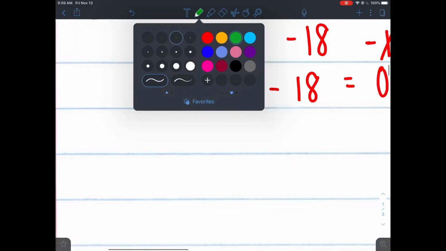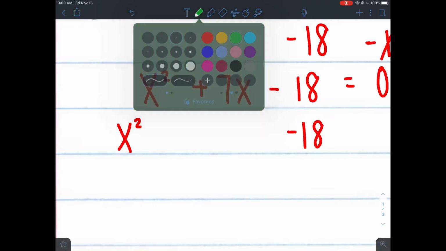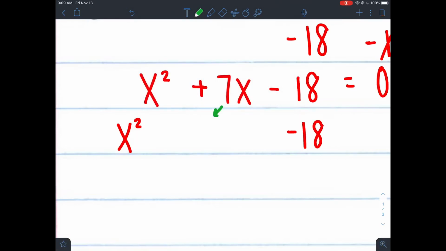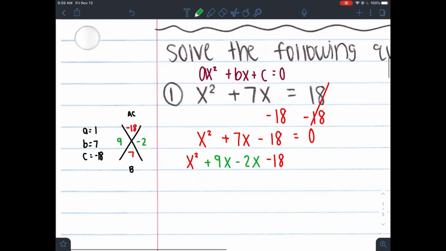So remember, when you factor, that first term stays the same, right? X squared is going to stay the same, and minus 18 is going to stay the same. All that's happening is that this middle term is being split. That's the whole reason why we're doing AC method. So you have plus 9x minus 2x. Remember, those numbers come from here, on the sides of our x here.